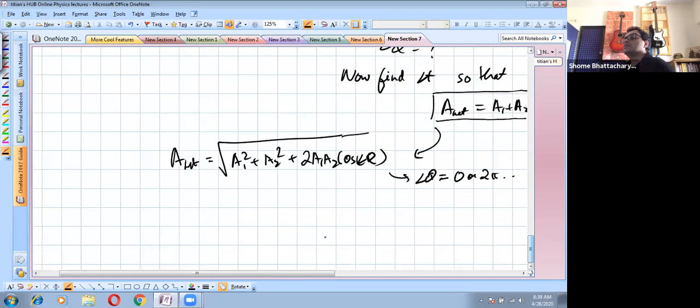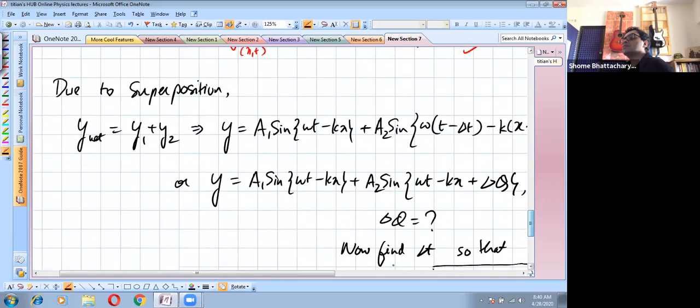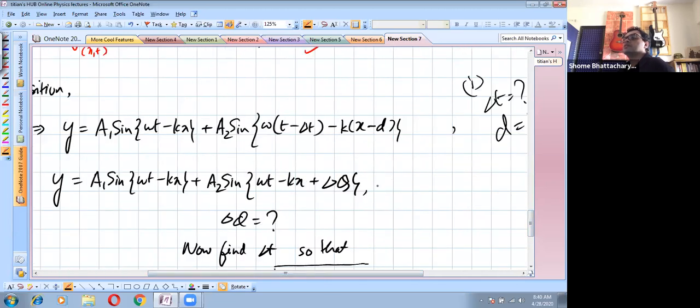If you now compare what our delta phi is, you will see our delta phi is kd minus omega delta t. We just go back one step here. Compare this equation, just compare this part to this part, and you will understand. By this comparison, you can see that your phase difference delta phi is this.